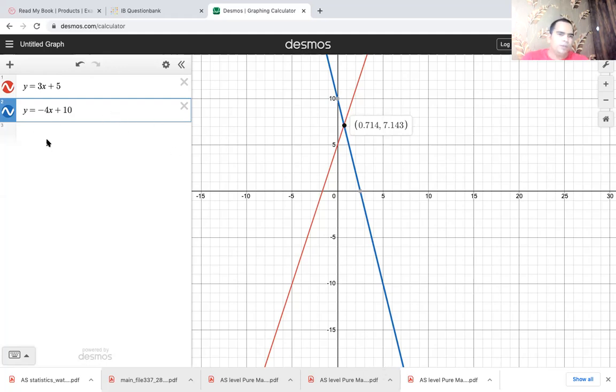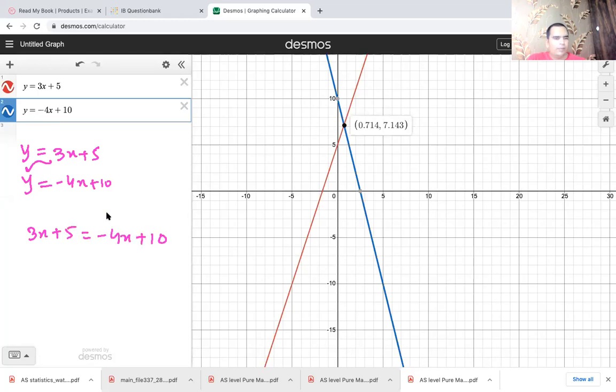So if I solve this manually, y is 3x plus 5 and y is negative 4x plus 10. Basically I'm finding where these two equations intersect. Now, if you want to use the elimination method, you could just substitute this y here. So it'll become 3x plus 5 equals negative 4x plus 10. Bring the 4x here, so it becomes 7x equals, then bring this 5 across, so it becomes 5. So x is 5 over 7, which is 0.714.